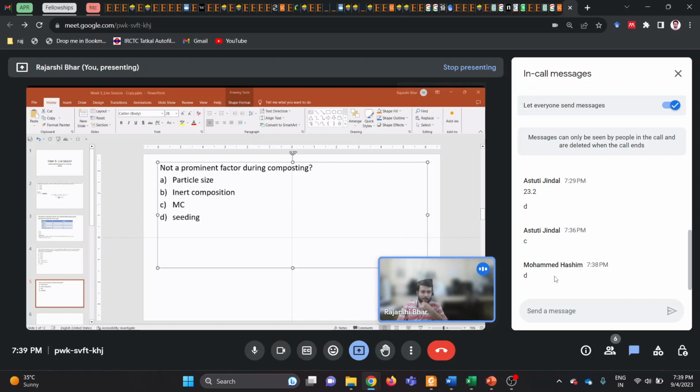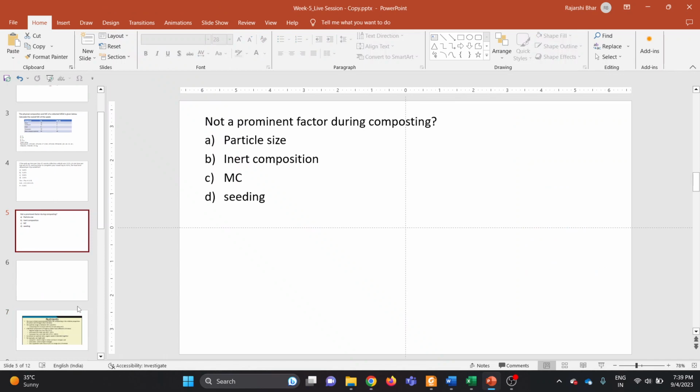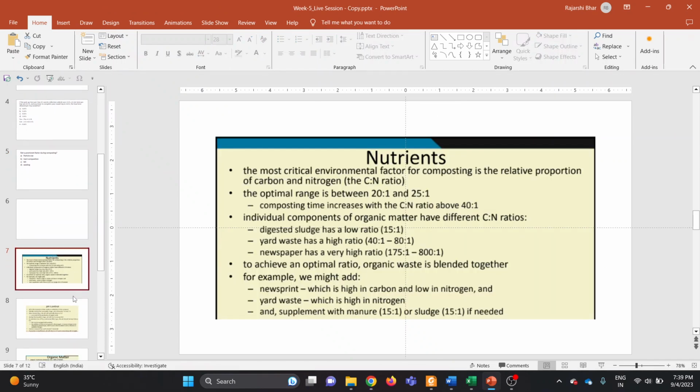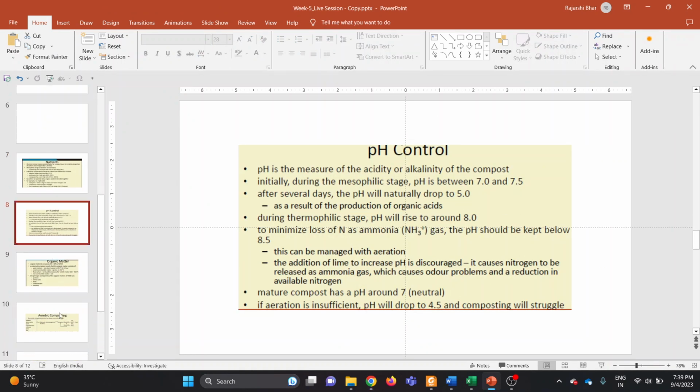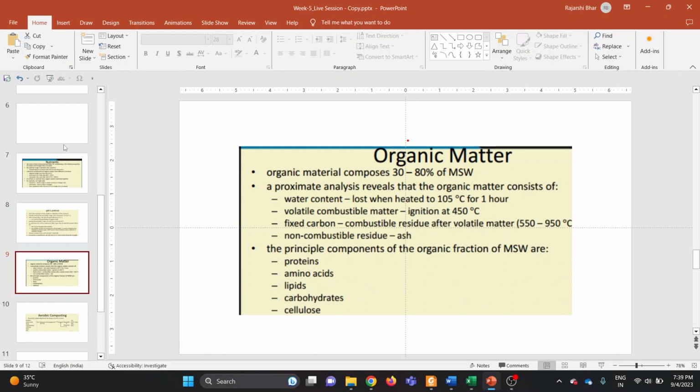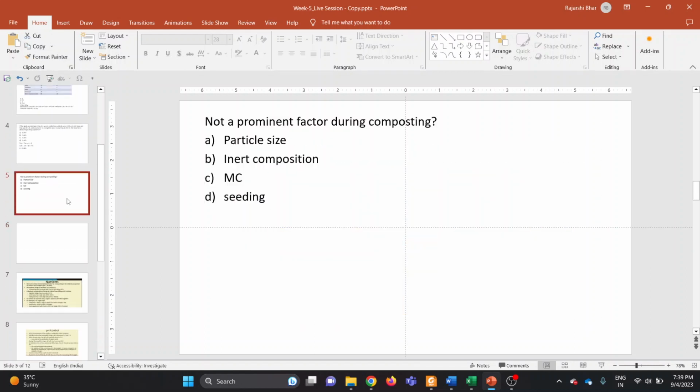Okay, option, which one? Option D, seeding. Okay, any other opinion? So during composting, I will share a slide with you, and then again I will rephrase the question. Okay, so the slide is not here, I guess.